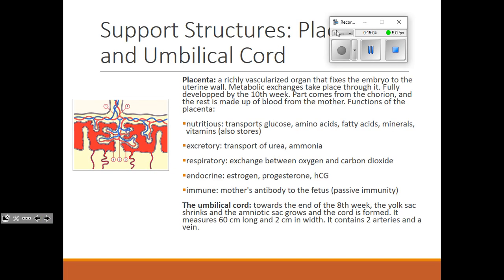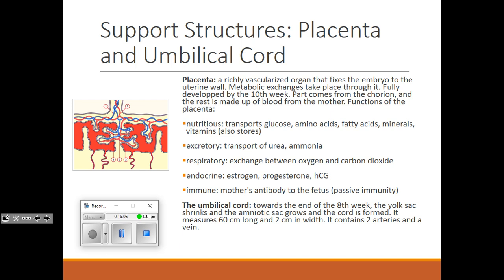Now, if we consider the placenta, this picture over here has zoomed in on just the umbilical cord. That's the piece at the top. And just a little piece of the placenta so that you can get an idea of what it looks like. So what is the placenta? It is richly vascularized. That means lots and lots and lots of blood. It's an organ. It fixes the embryo to the uterine wall. Metabolic exchanges take place through it.